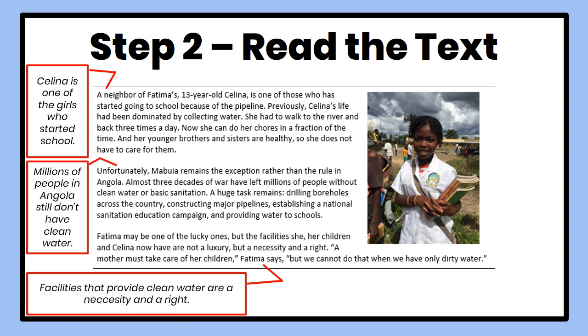Check to see if what you wrote is similar to what I wrote. I wrote that facilities provide clean water. I wrote facilities that provide clean water are a necessity and a right. Great job reading.